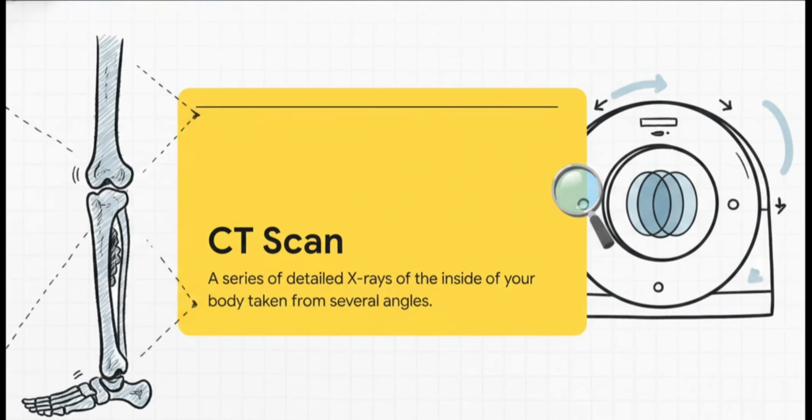From there, doctors crack open their medical imaging toolkit. They'll almost always start with standard X-rays, but then they frequently move to a CT scan. A CT scan takes a whole series of detailed X-rays from multiple different angles, which acts like a 3D map to help doctors pinpoint the tumor's exact size and location.